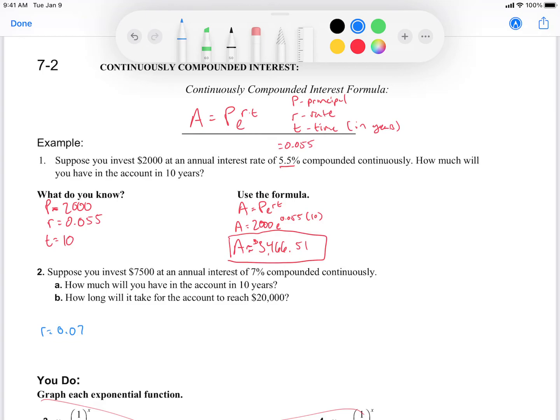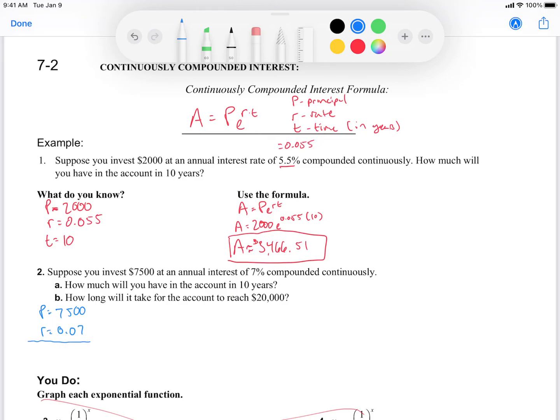10 years. Well, that's per part A. Let's just talk about what we know in general. The principal is 7,500. Yep. So my principal is 7,500. Okay. Now for part A, that's all we know, and we know it's compounding continuously.